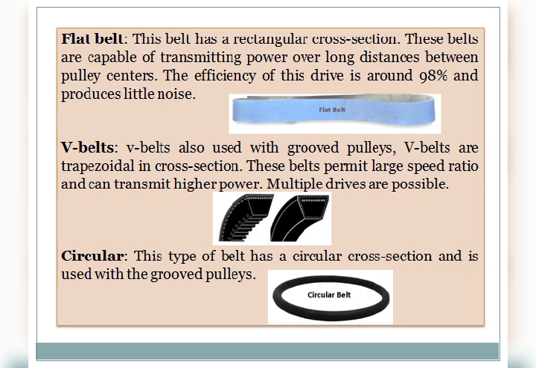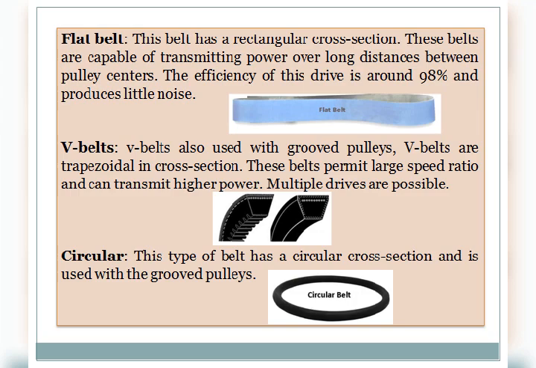The efficiency of this drive is around 98% and it produces little noise because of more friction surface. Next one is the V belt. Here the V belt is also used with grooved pulleys. Same concept, but the only difference is that a grooved pulley is required. So the friction surface is more. V belts are trapezoidal in cross section, but the primary shape is like a V, so we are calling them V belts. These belts permit large speed ratios and can transmit higher power. Multiple drives are possible. So this is one more advantage.